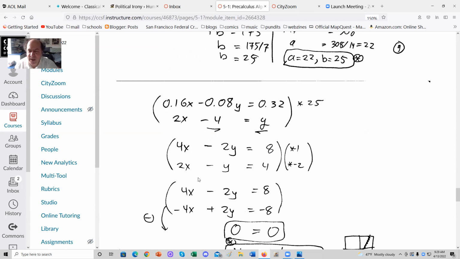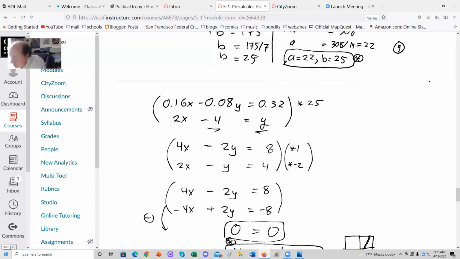All right, now here we have a 2 and a minus 2 and a minus 1. So let's rescale these equations. The first one by multiplying by 1. Second one to rescale to multiply by negative 2. That way we'll get a minus 2y from the first equation and a plus 2y in the second equation. They're lined up to cancel when we add them, not subtract them.